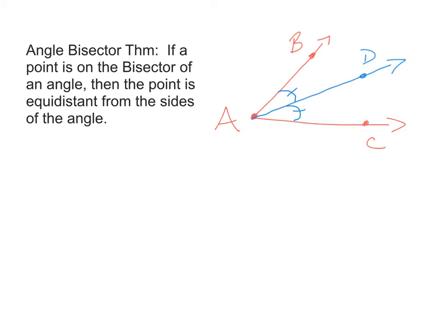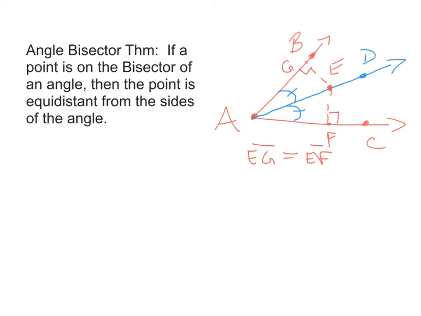What that is saying is that if a point is on the bisector of an angle, then the point is equidistant to the sides. Let's say I pick another point, E, on the bisector. Now this is important: when you measure distance from a point to a line, you measure it perpendicularly, always at a right angle. That distance is exactly the same as the other one. We'll call these F and G. So EG will be the same distance as EF. That's what the theorem is saying.